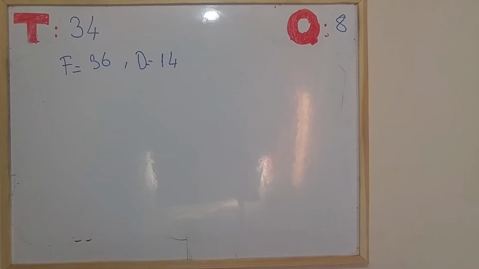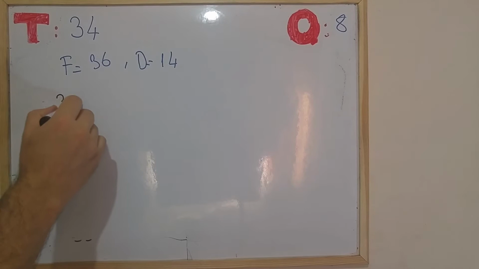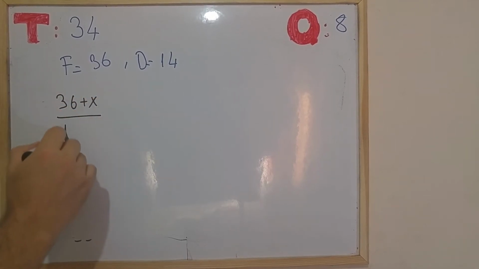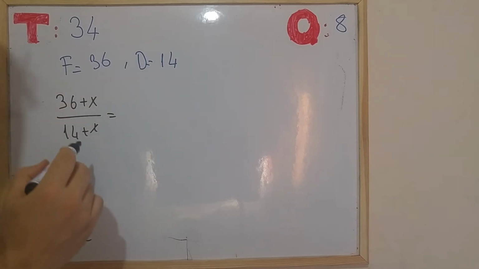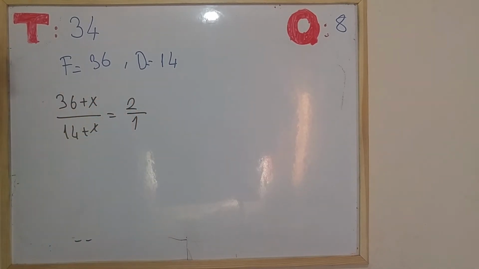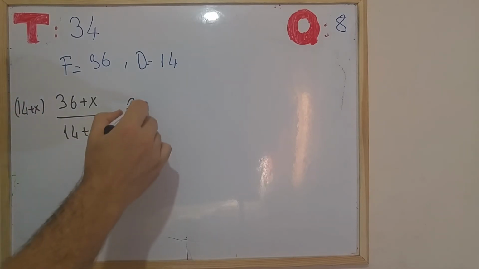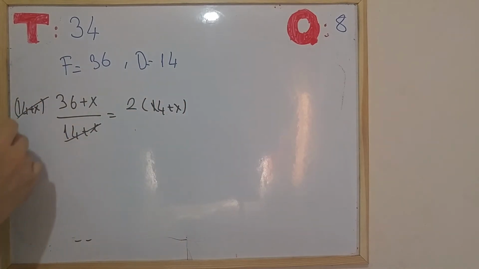The sixth daughter is 14, and in X years the ratio of their ages will be equal to 2 to 1. So I don't need to write this one. Let's find out that X. When I multiply each side by 14 plus X, these will cancel each other out.